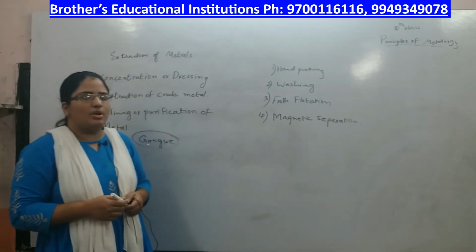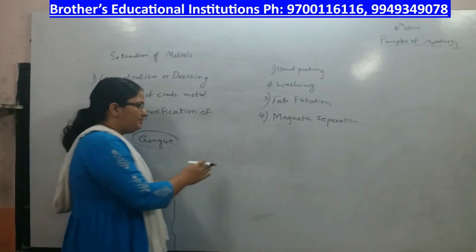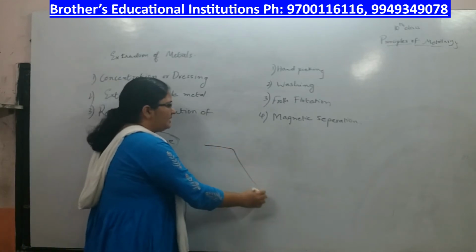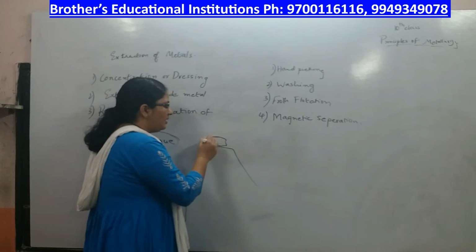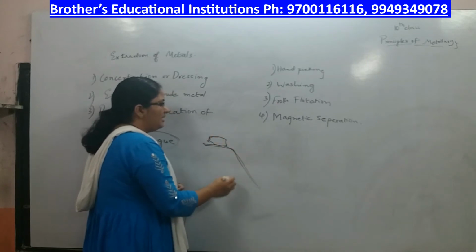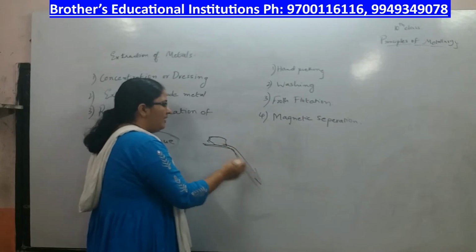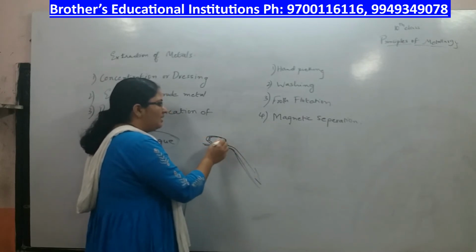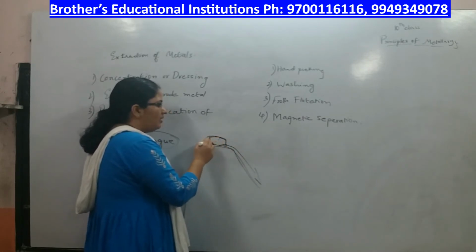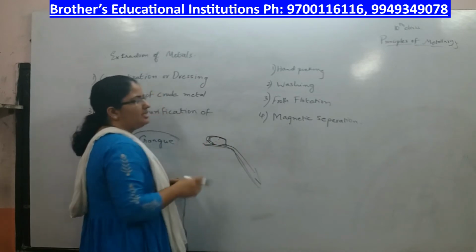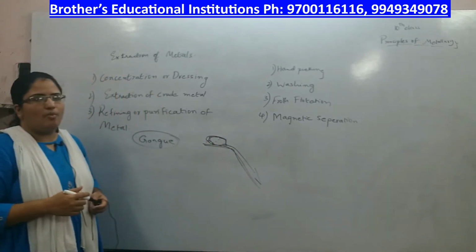Next one is washing. The crushed ore is kept on a sloping surface like this. So less dense particles of impurities flow down, leaving the high density metal particles on the surface itself. That is what washing is.